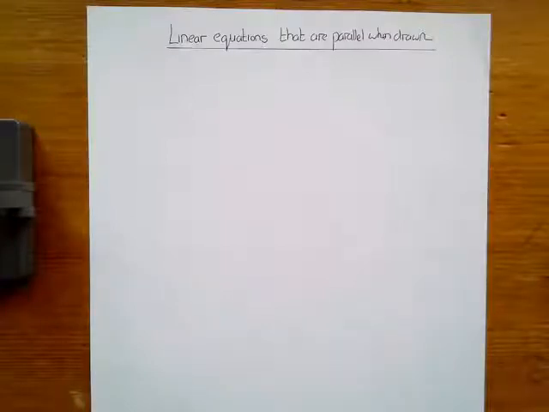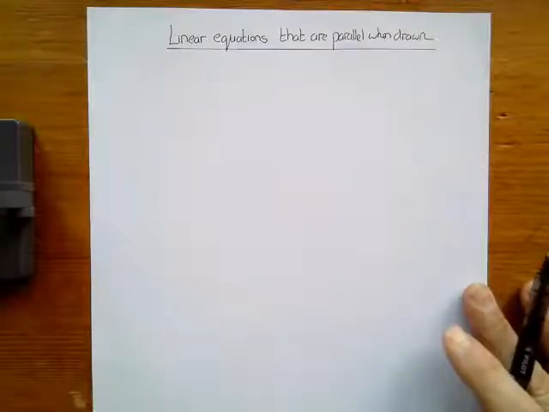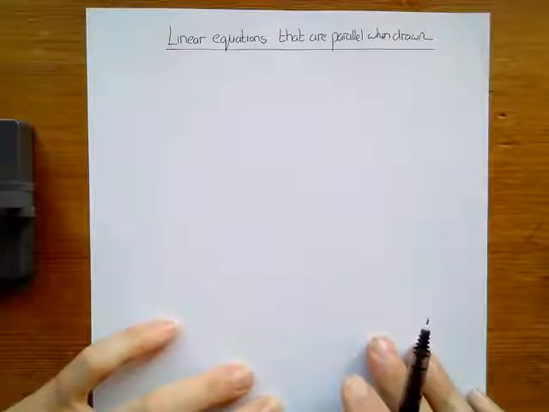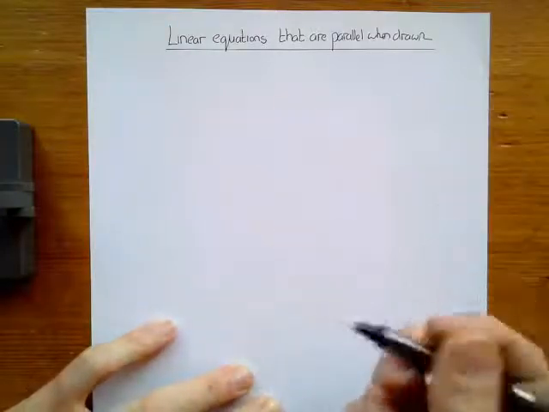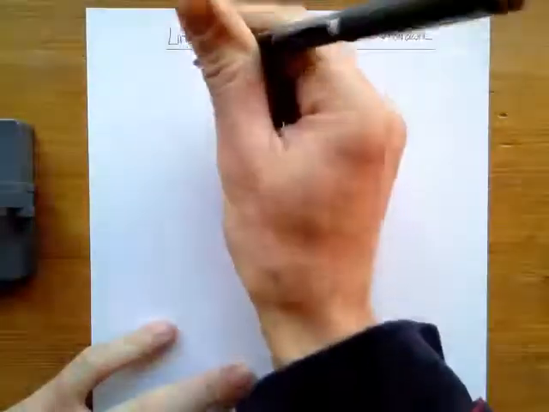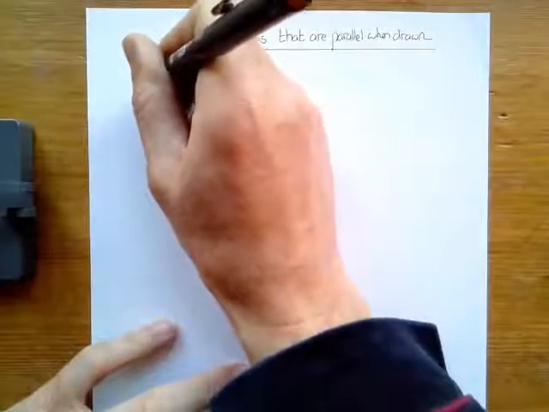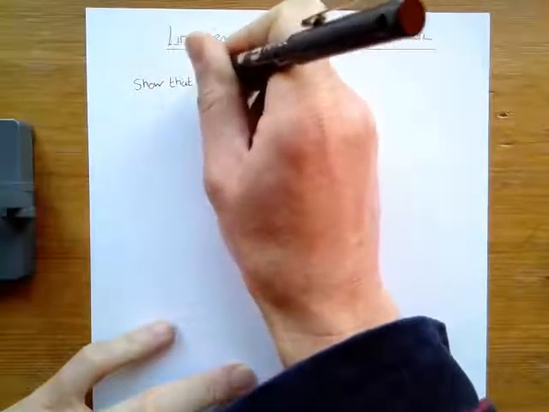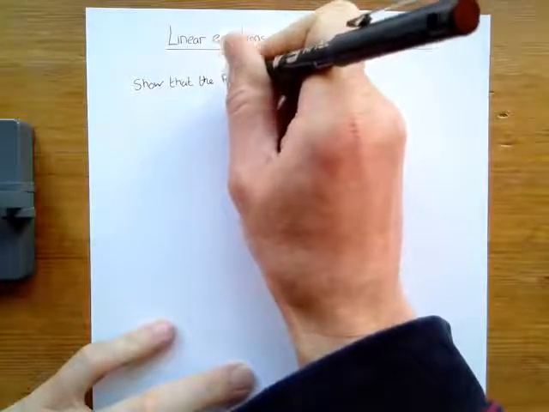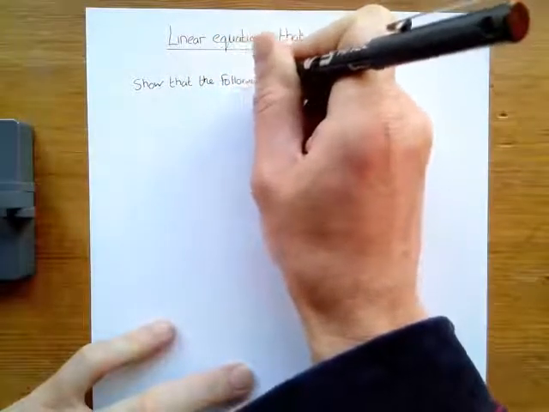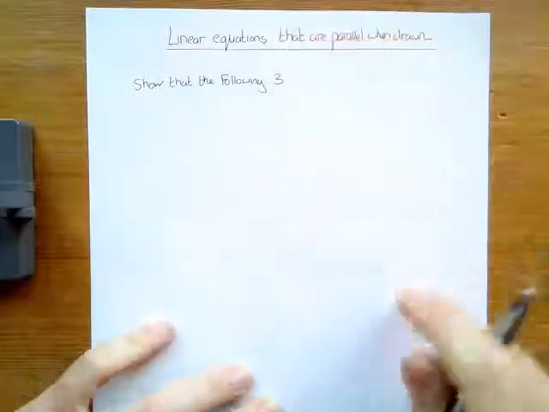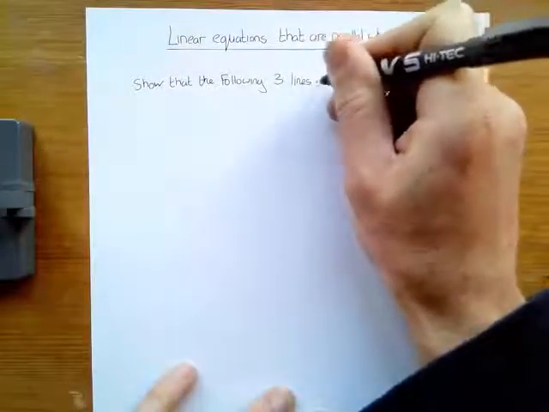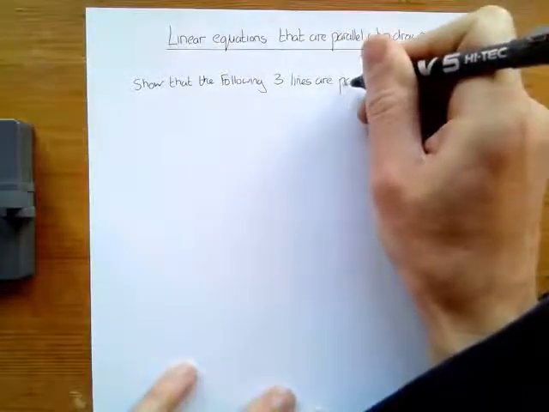So I'm going to illustrate how this works by coming up with a little question which I'm going to answer. I've just made this question up and it illustrates how this all works. So this is the question: show that the following three lines are parallel.